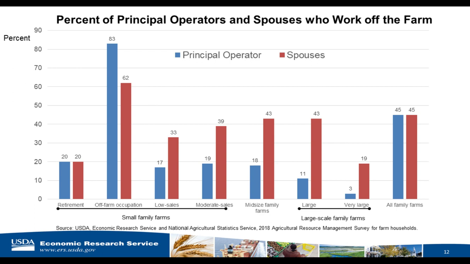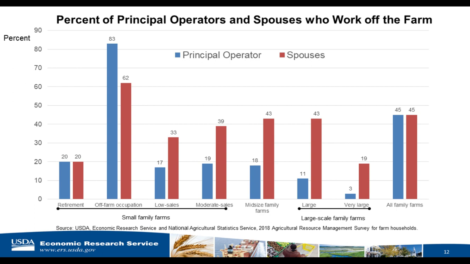Principal operators of large-scale family farms are less likely to work off the farm than are operators of small and mid-sized family farms. Only 11% of principal operators of large farms and 3% of those at very large farms also hold off-farm jobs.